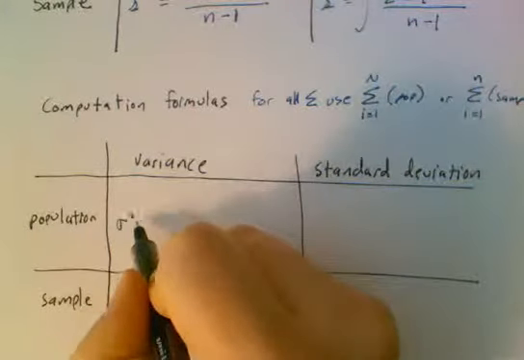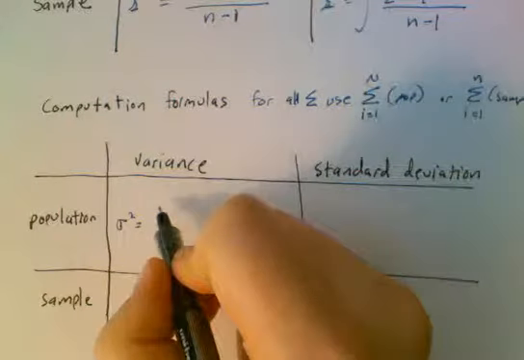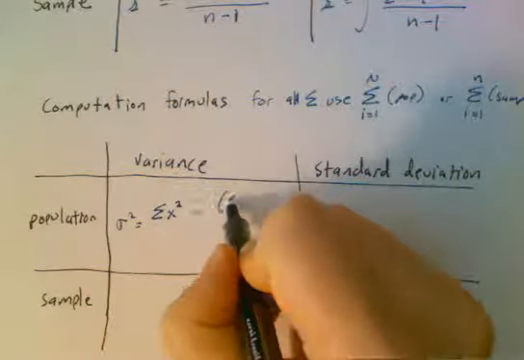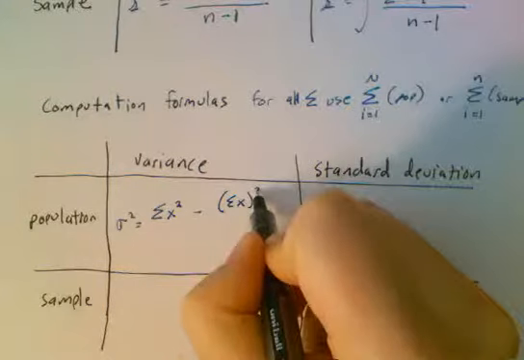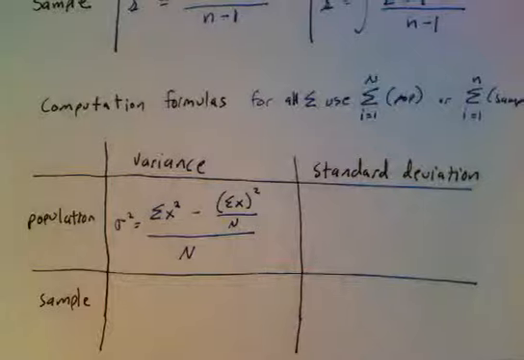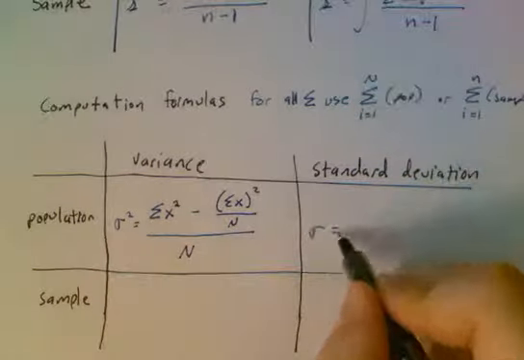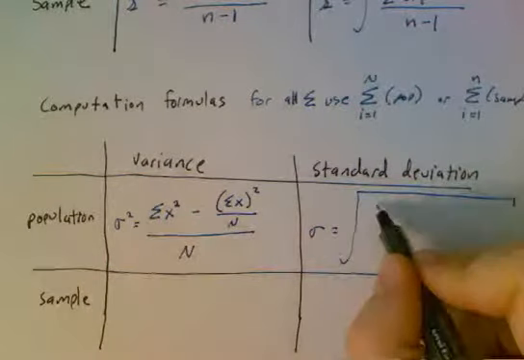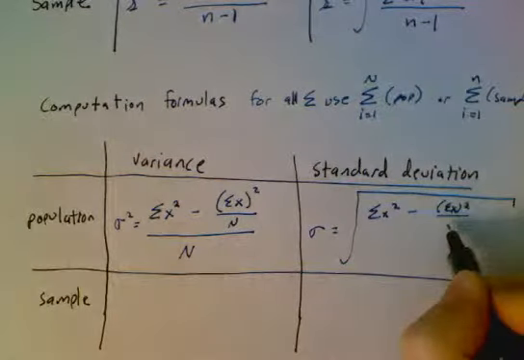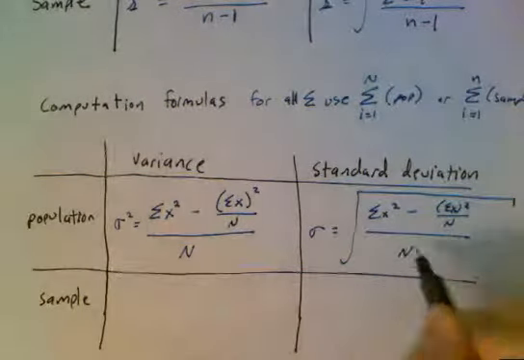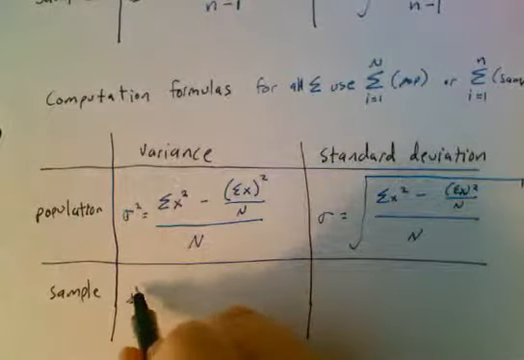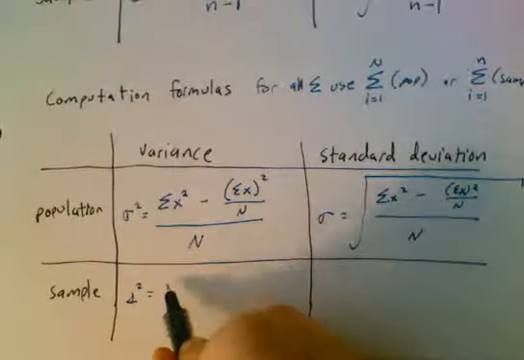Now our formula is going to change slightly. Population variance, sum of x squared minus sum of x quantity squared over n, all over n. Standard deviation is the same except for the square root. Sample is the same except for the n minus 1.